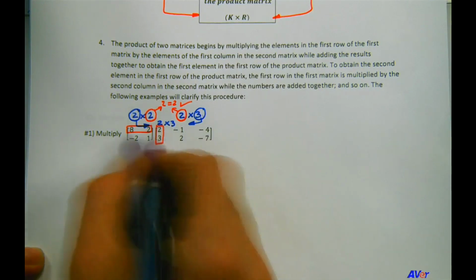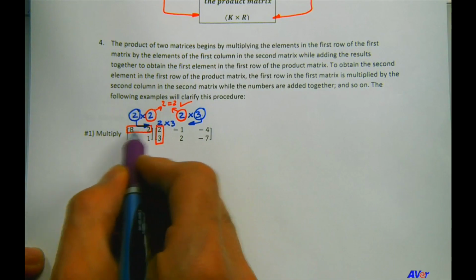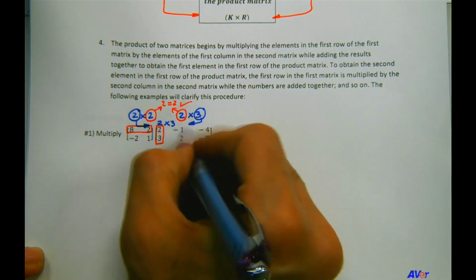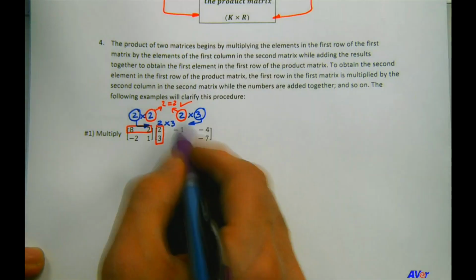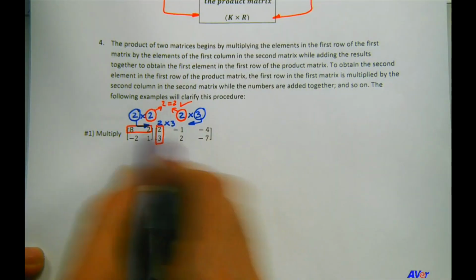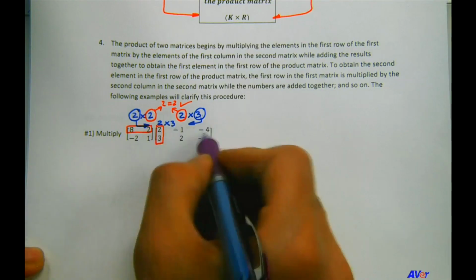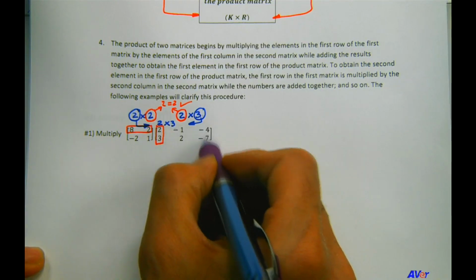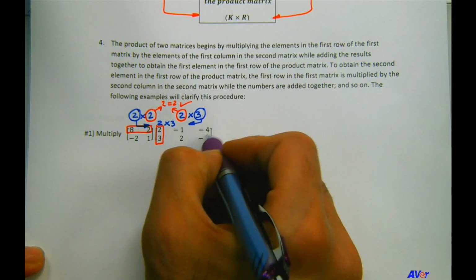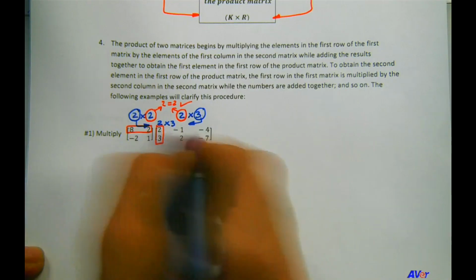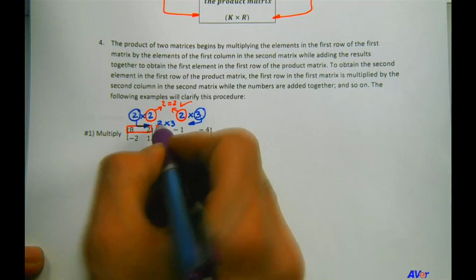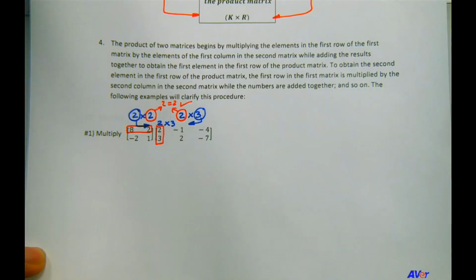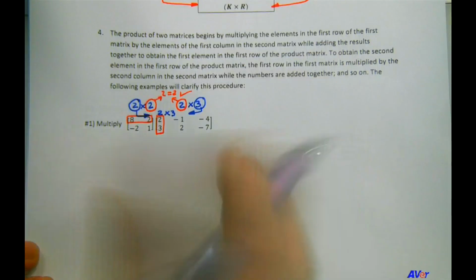Once you're done doing that, you multiply the same row by the second column in the second matrix. When you're done, adding the numbers, multiplying and adding, then you multiply the first row by the last column. When you run out of columns, you do the same thing again, but this time with the second row, going through column by column in the second matrix. Okay, so let's do that.